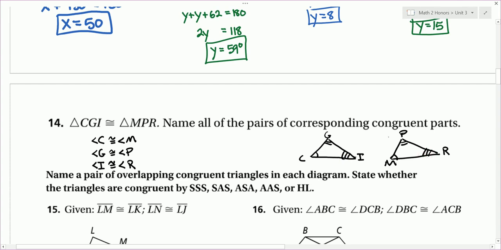In terms of line segments, CG is congruent to MP because those are the first 2 letters in each statement. CI is congruent to MR because that's the first and the third letter in each statement. And the GI is congruent to PR because that's the second and third letter in each statement.